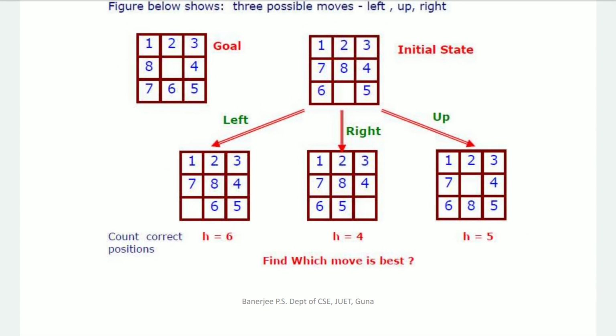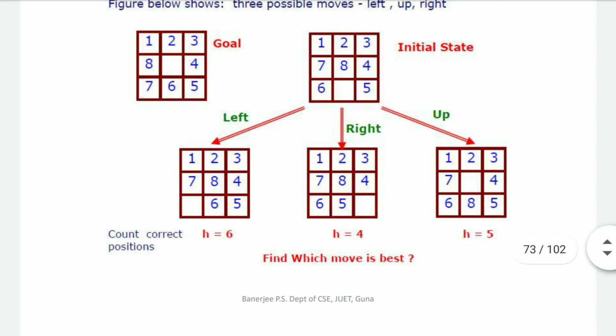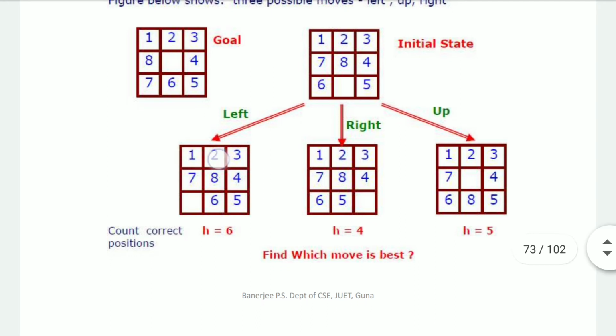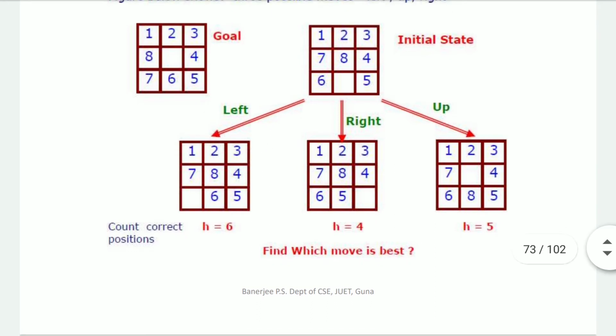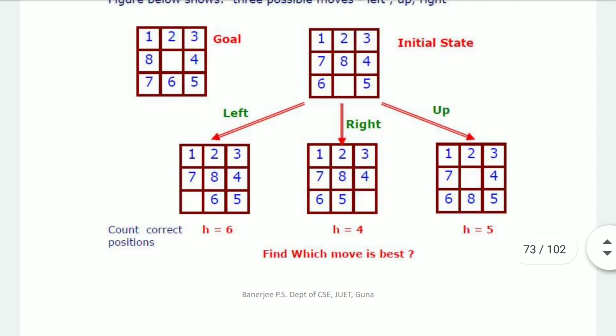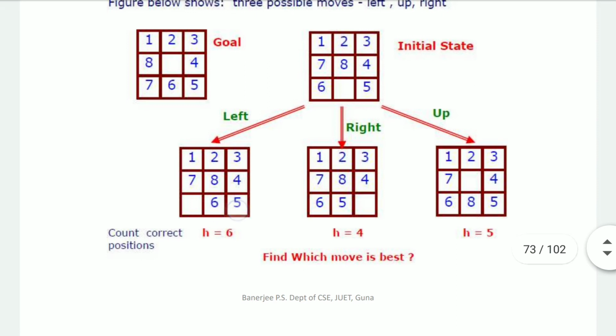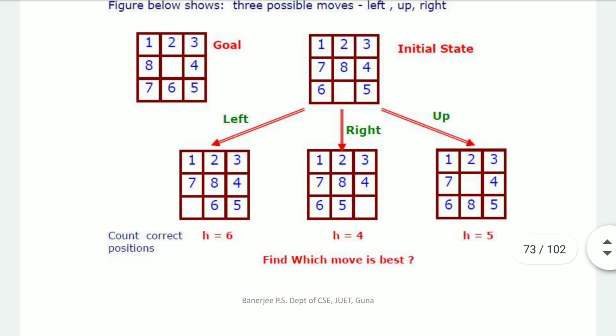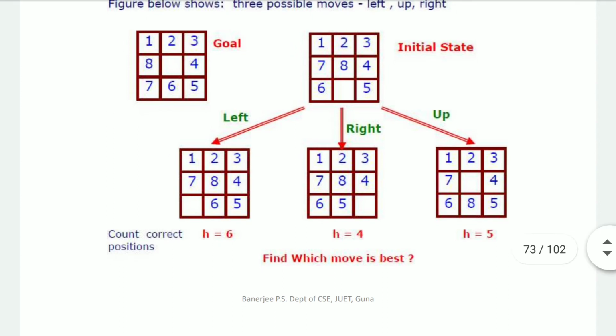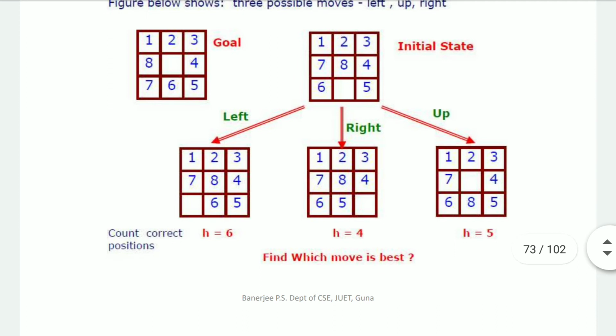Let us see. 1 is at the correct position, 2 is at the correct position, 3 is at the correct position, then 4 is at the correct position, 5 is at the correct position, and 6 is at the correct position. So out of the 8 elements, how many elements are in the correct position? 1, 2, 3, 4, 5, and 6. So hence the value of H is equal to 6.